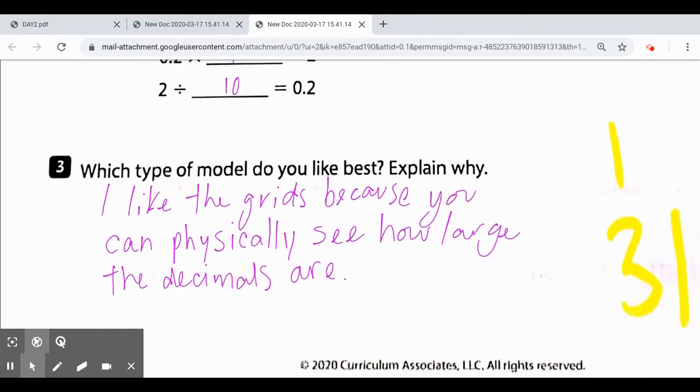Number 3, which type of model do you like best? Explain why. So this is my explanation. You could have something different. And if you want to put your explanation in the comments, that would be great. I'd love to read them.